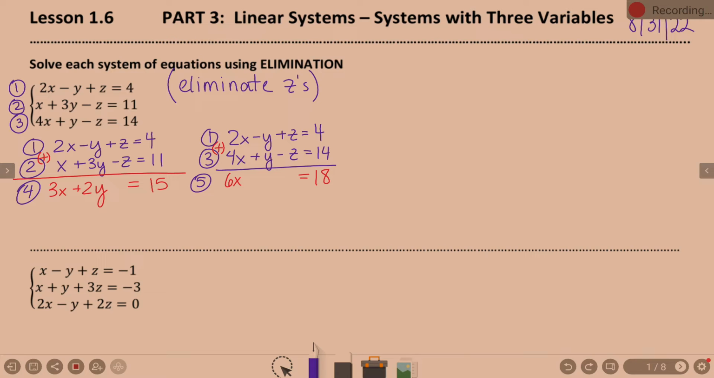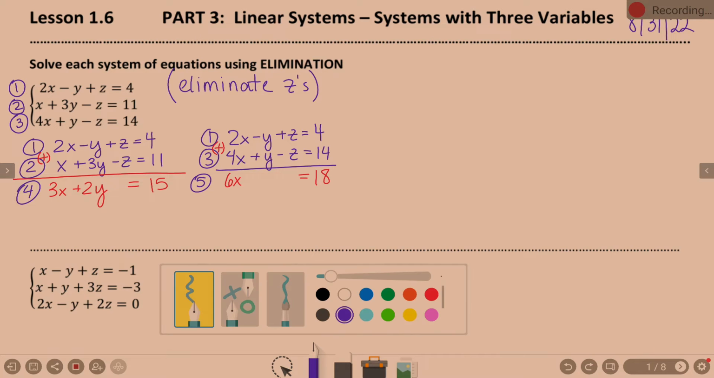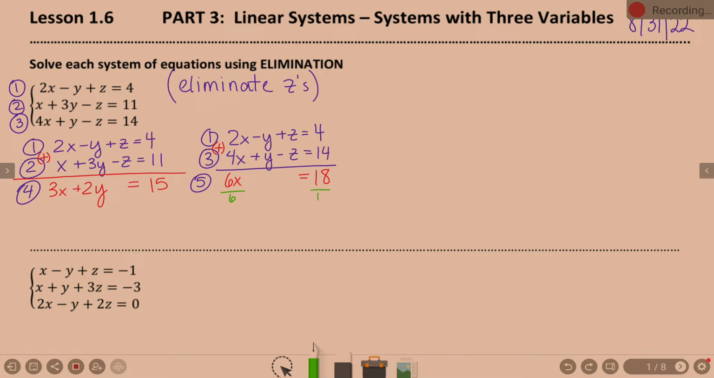Now, in this case, we just set ourselves up to solve this problem, yes? Okay, so I got pure luck. We'll take it, right? If we have 6x equals 18, how do I solve for x? You divide by 6. Okay. We're going to divide by 6.